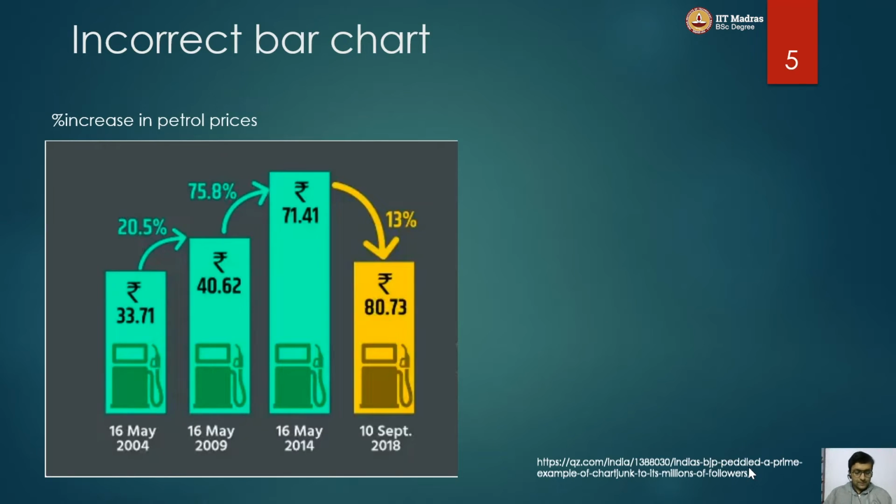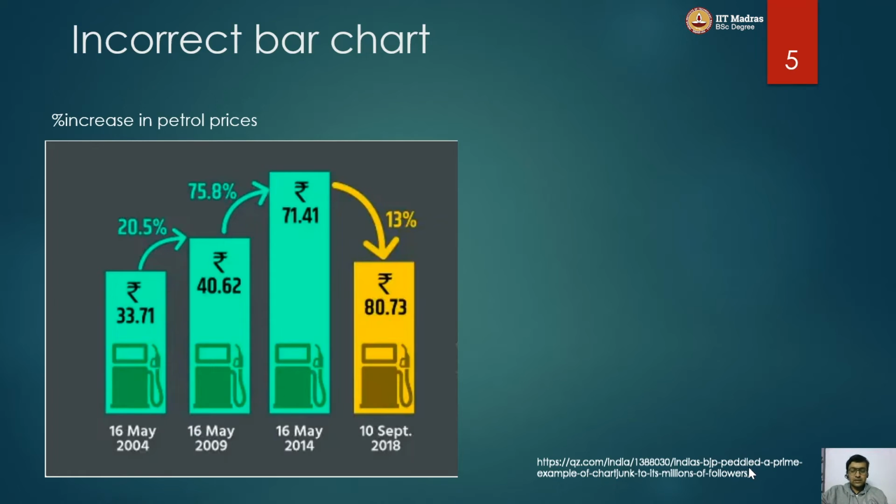Now look at this chart. This chart shows the increase of petrol prices over the years from 2004 to 2018. It also shows the percentage increase of petrol prices across the years. So from 2004 to 2009, the petrol price has jumped by 20.5 percent from 33.71 rupees to 40.62 rupees. Between 2009 and 2014, it has jumped by 75.8% from 40.62 rupees to 71.41 rupees.